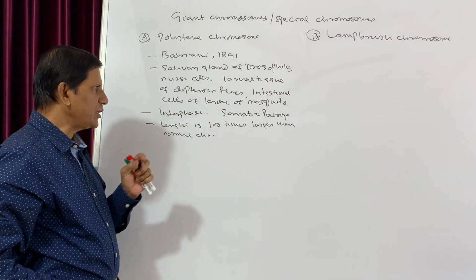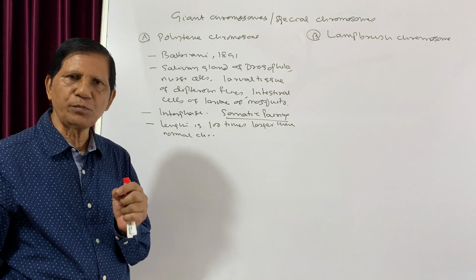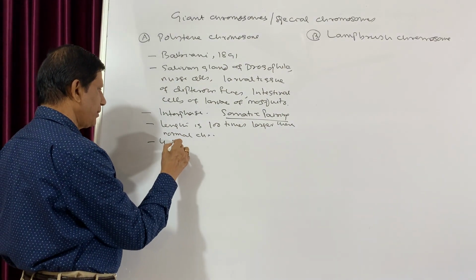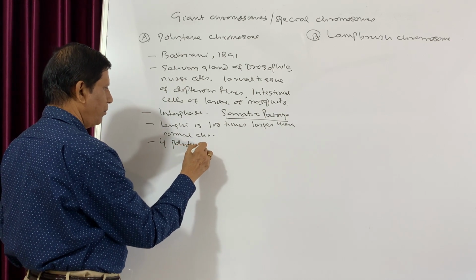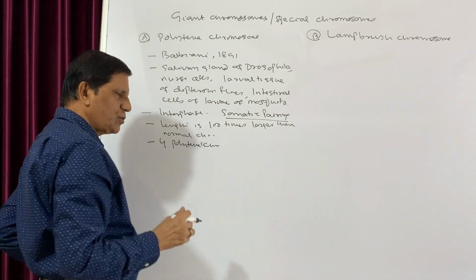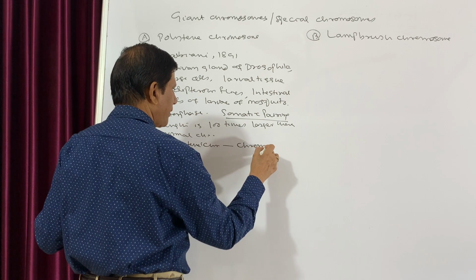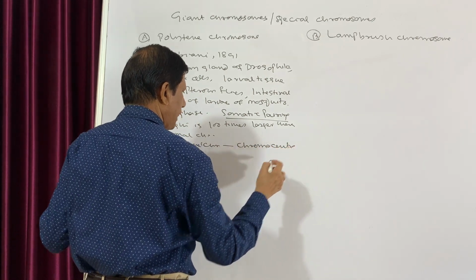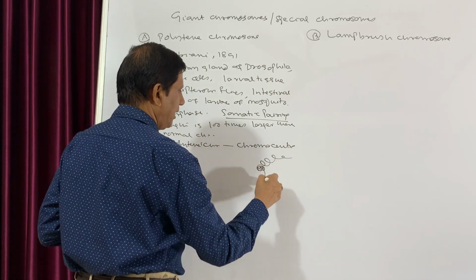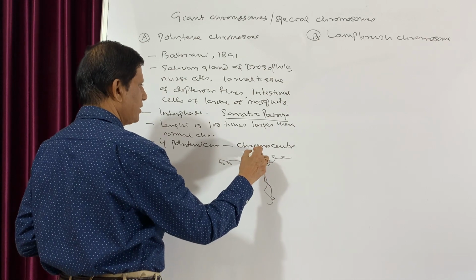Since they are in somatic pairing in the salivary gland of Drosophila, there are 4 polytene chromosomes. And they are attached to a common center known as the chromocenter. That means suppose this is one point, and to this the 4 polytene chromosomes are attached. This point is known as the chromocenter.